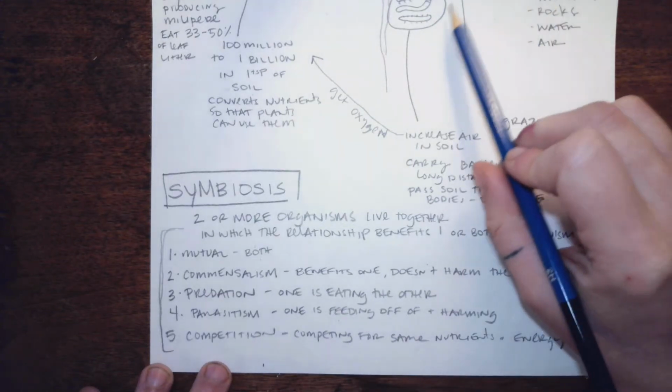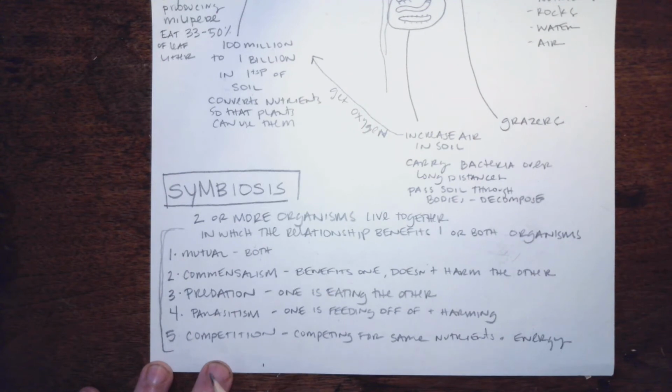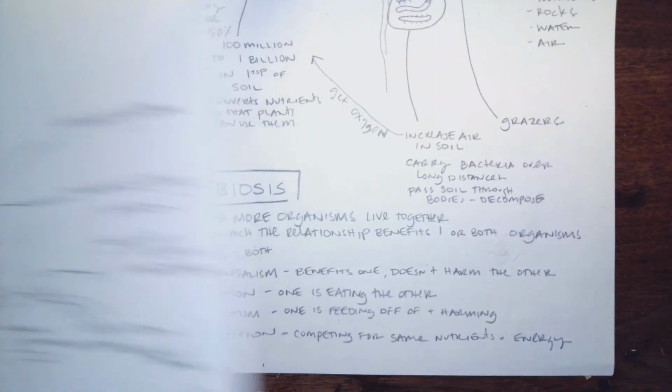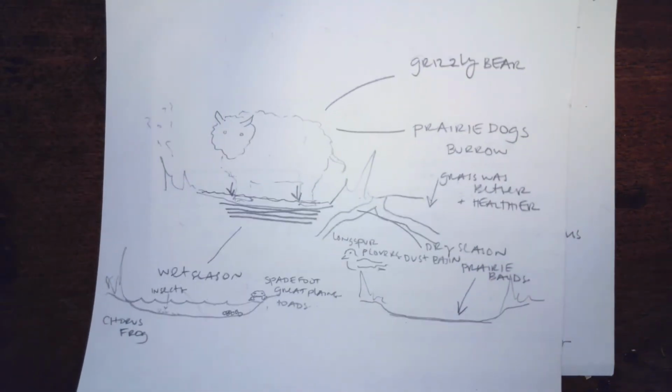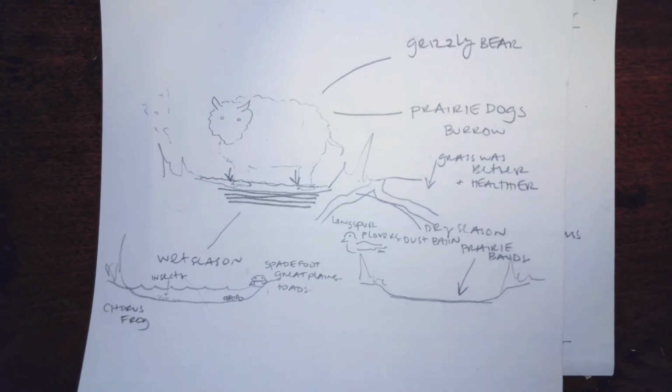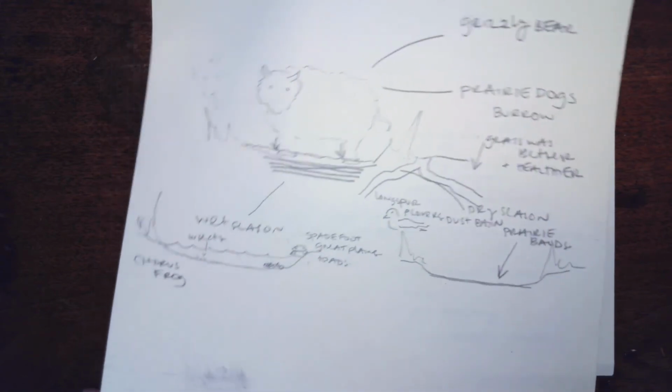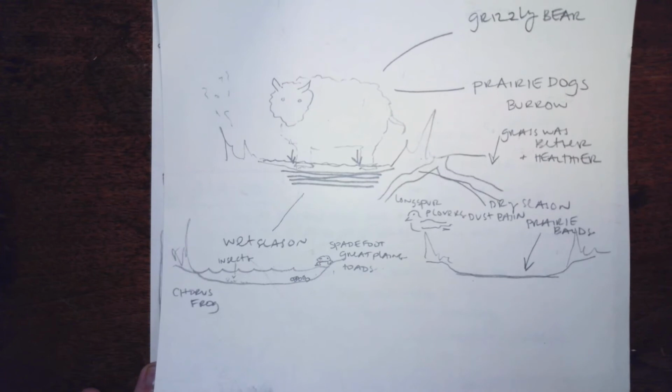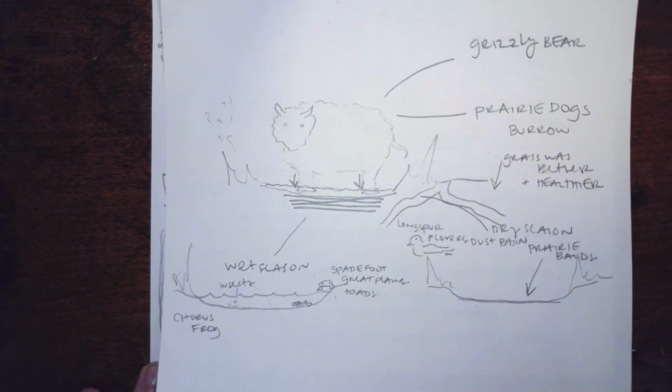There's also parasitic nematodes that exist. So then there's competition as the last one. And these are going to be competing for the same nutrients and energy. So that's like birds competing for the same nutrients and energy. And if there's too much competition, then it's going to threaten both species, and one may come out on top.